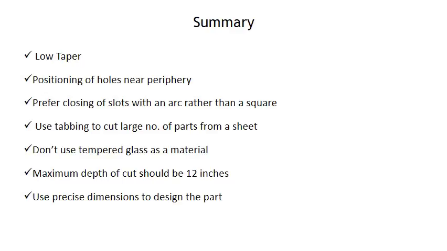We're looking at a summary of all the rules which we discussed in this video. One of them was low taper is preferred for water jet cutting. The holes should be positioned near the periphery. We should prefer closing of slots with an arc rather than a square. Tabbing should be used to cut a large number of parts from a single sheet. Regarding material selection, we can use almost all materials except tempered glass. The maximum depth of cut using water jet cutting is 12 inches. And lastly, we should use precise dimensions to design the part.